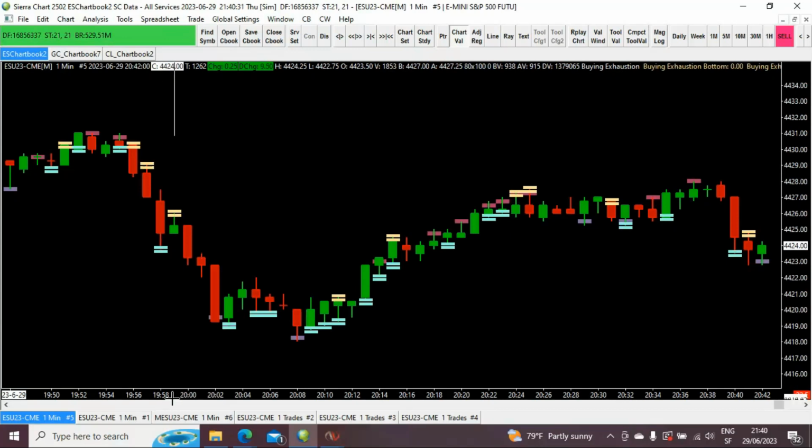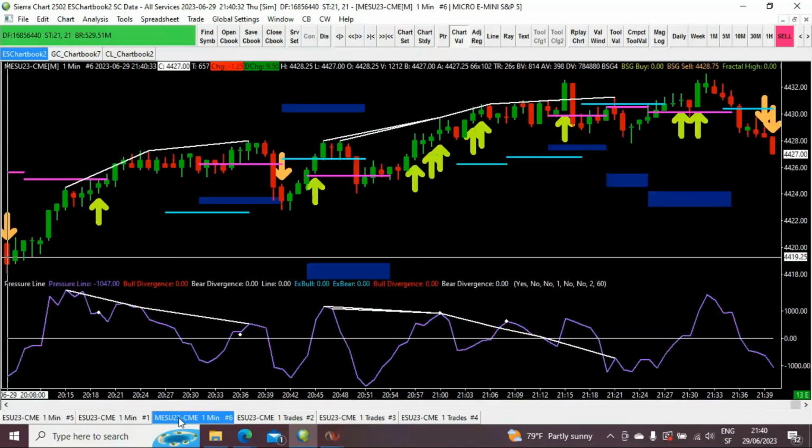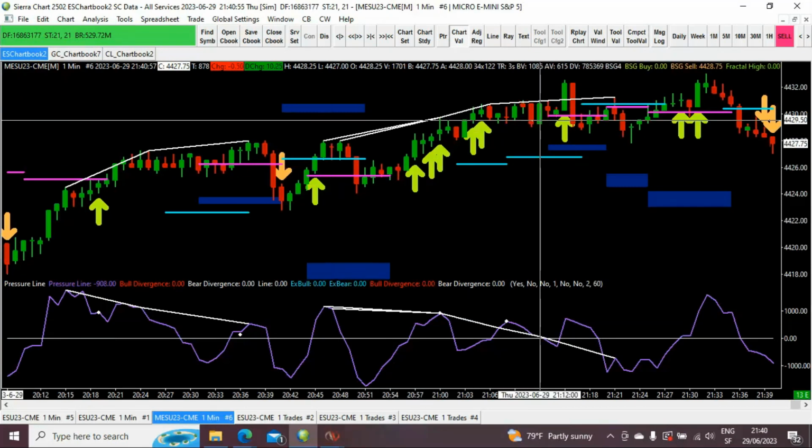And just to let you see that these indicators will work on the micro. So this is the micro S&P, again from today. So the same set of indicators, measured move, pressure line, divergence, and the BSG all in there.